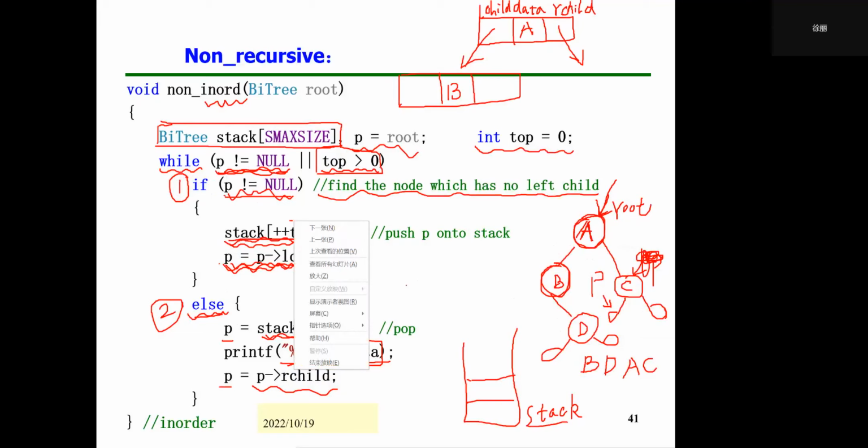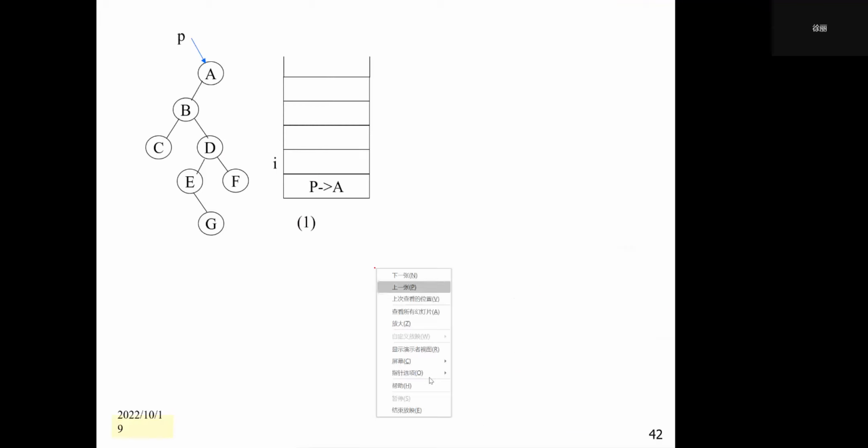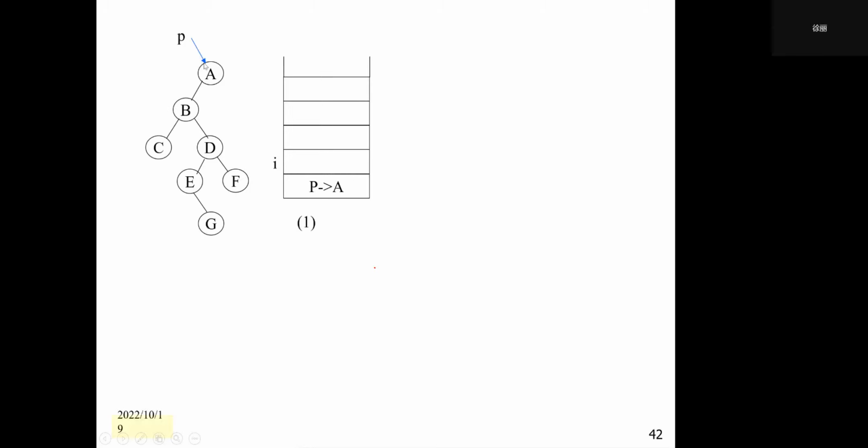Okay, let's see another example. It's a more complicated binary tree. There are 1, 2, 3, 4, 5, 6, 7 nodes in this binary tree. Let's see how the non-recursive program works on this example. So at the beginning, P starts from the root, right? This is the root.